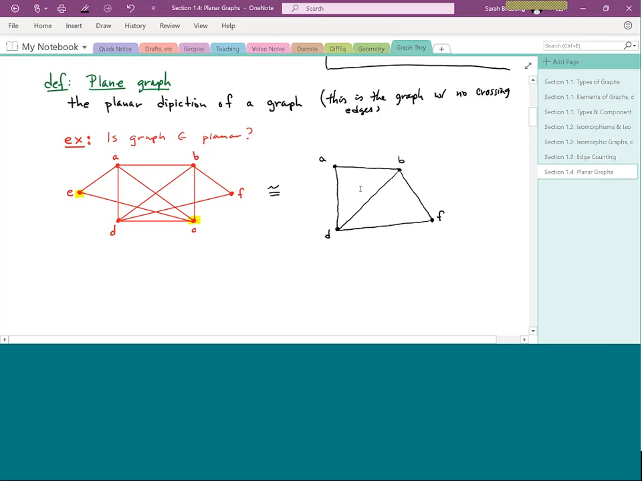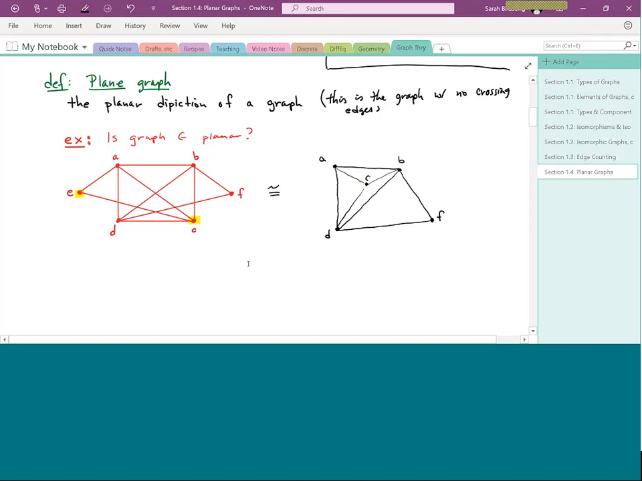So I'm going to go ahead and draw C inside of this triangle. Now if C is drawn inside of that triangle, E is also going to have to be drawn inside of that triangle. So let's go ahead and put in the edges incident to C. So C is adjacent to A, B, D, and E, which is not yet drawn.